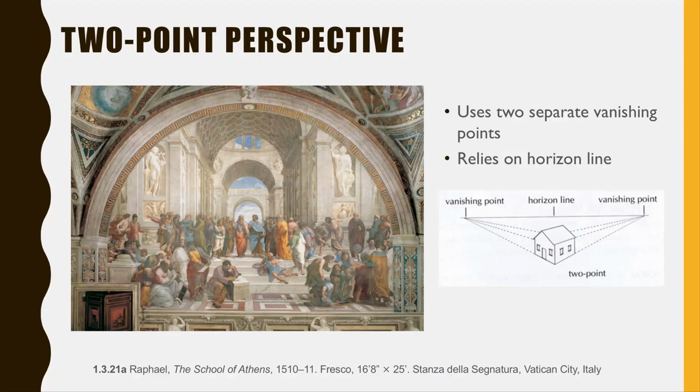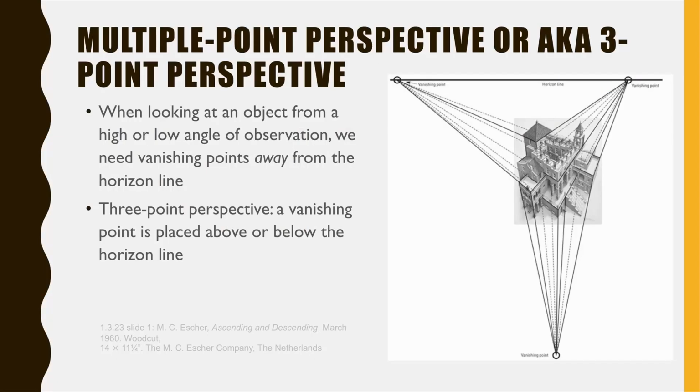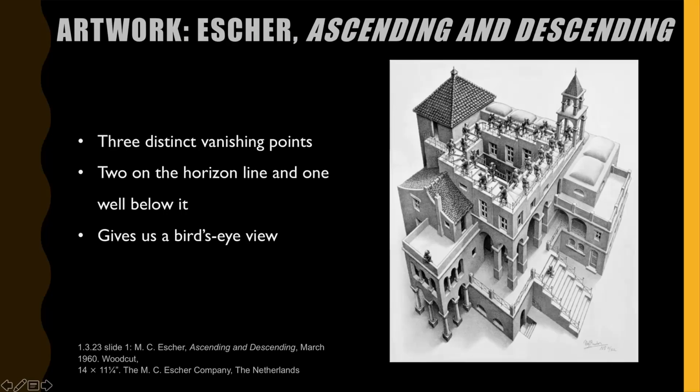Two-point perspective uses two vanishing points on the horizon line, and this is actually a little bit closer to reality than one-point perspective. You can see that here. And three-point has a third point, but it's not on the horizon line, and that creates what we call either a bird's eye view or a frog's eye view. In this case, with the vanishing point below, it's a bird's eye view. It looks as though we're flying over the building.